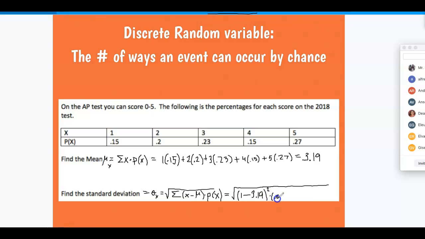So we take the first value minus the mean squared times its probability, plus the second value minus the mean squared times its probability, plus the third value minus the mean squared times its probability, and keep going until you get to 5 and its probability. So I'll put ... there. And usually they'll show the last one. So the last one would be 5 minus the mean. And we subtract and square because standard deviation is always a positive number. It measures the spread of data.